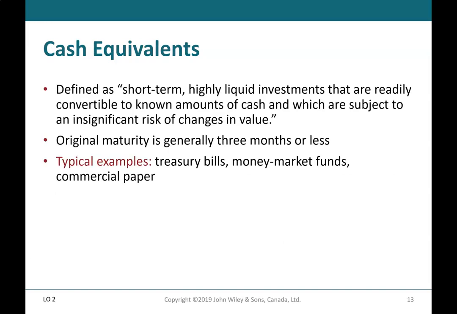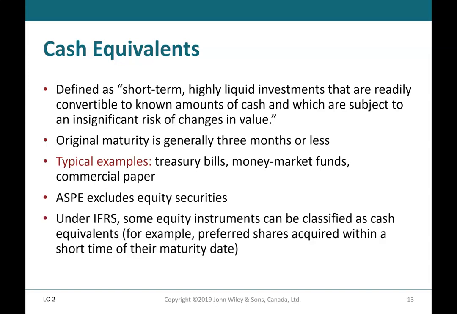Cash equivalents are defined as short-term, highly liquid investments that are readily convertible to known amounts of cash and which are subject to an insignificant risk of changes in value. Original maturity is generally 3 months or less. Typical examples are treasury bills, money market funds, and commercial paper. ASPE excludes equity securities, but under IFRS, some equity instruments can be classified as cash equivalents, for example, preferred shares acquired within a short time of their maturity date. Cash equivalents are reported at fair value.